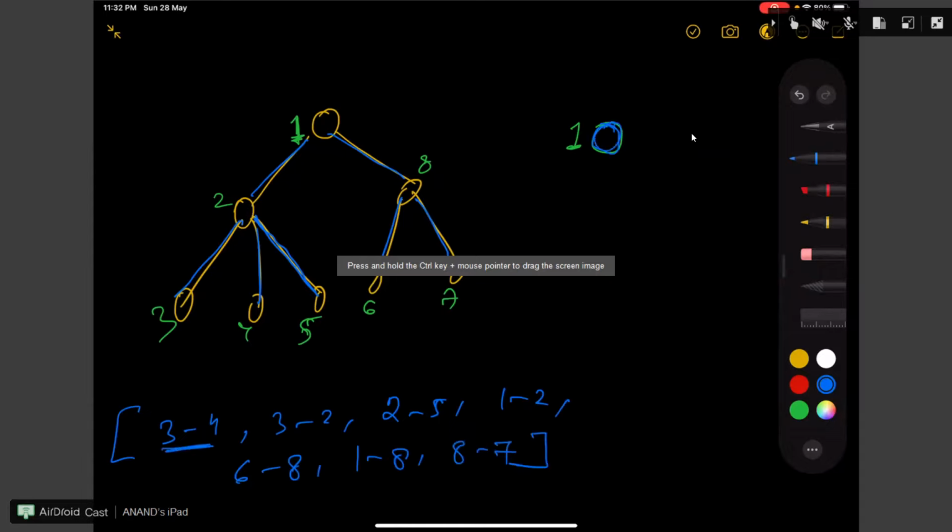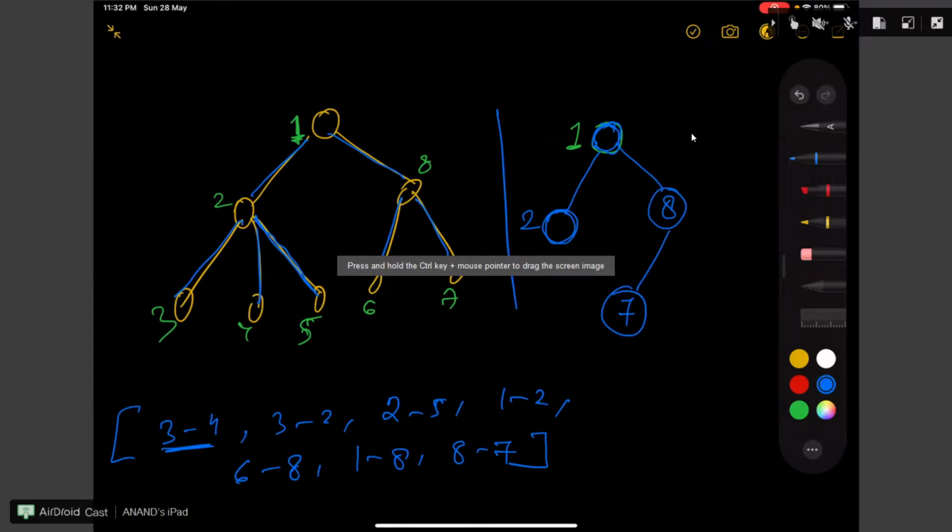So you iterate through this. Let's say 3, 4. Are 3 and 4 already drawn? No, so you don't draw this edge. 3, 2, again no. 2, 5, no. 1, 2: 1 is already drawn, so you draw an edge from 1 to 2, and you draw this 2 also. Again you move ahead. 6, 8, no, 6 and 8 are undrawn. 1, 8, yes, you can draw 1, 8 because 1 is drawn and 8 is not. 8, 7, yes, you can draw it like this. So after the first step 1, your tree will be formed like this.